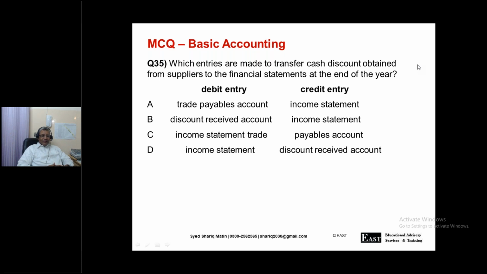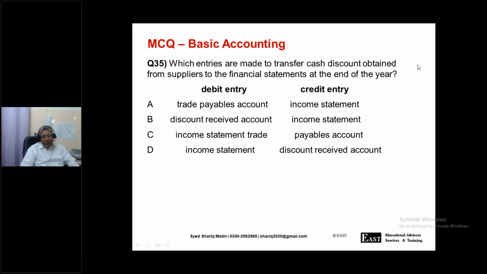Alright then. If you make a T account for discount received, generally discount received is credited against the supplier, because it's going to be a revenue, an income in your financial statements. So the discount received account will be your debit entry, and when you close off the discount received account, you will see that the income statement is going to be credited. All revenues are credited in the income statement, so that is why.